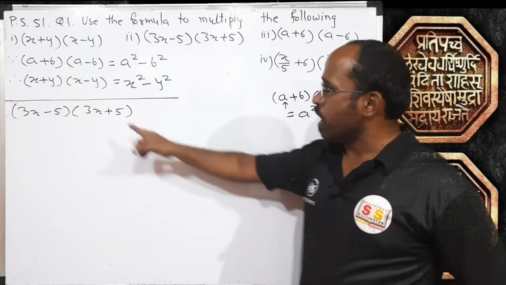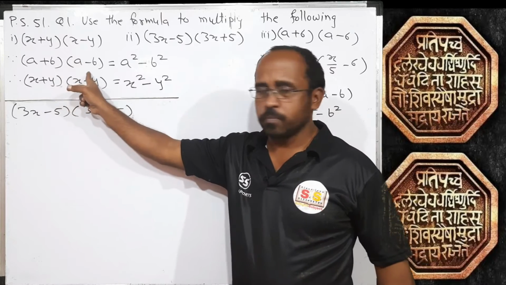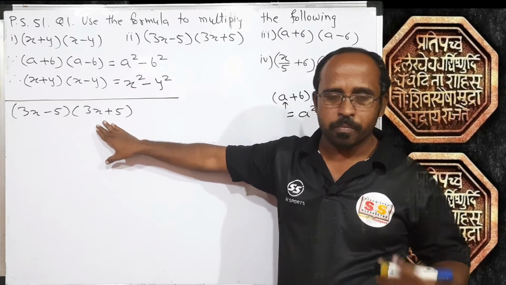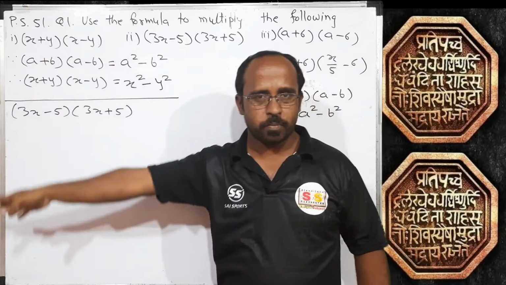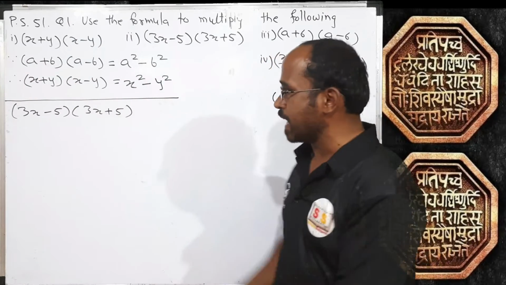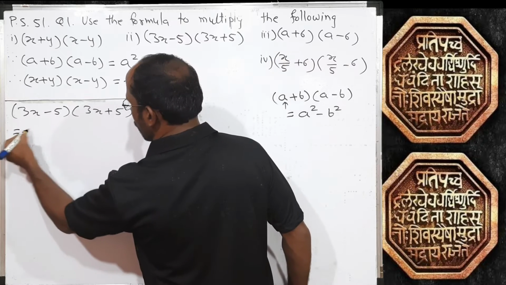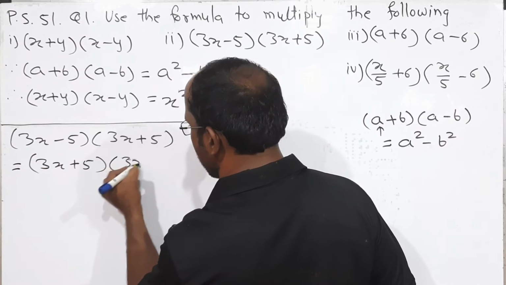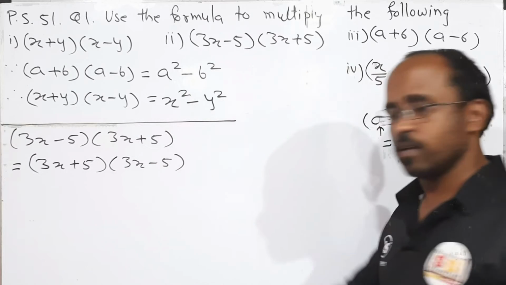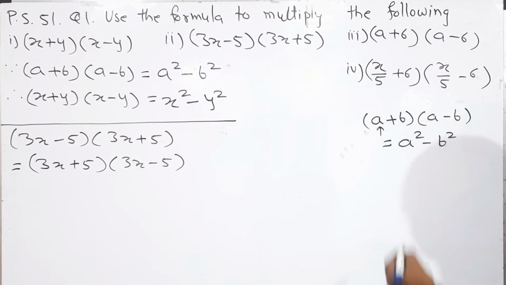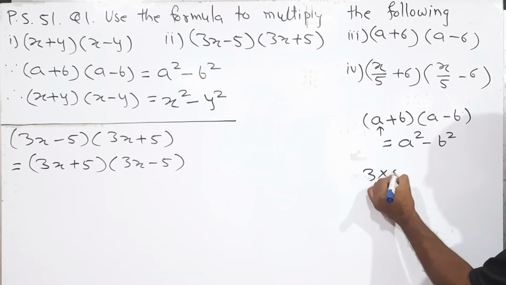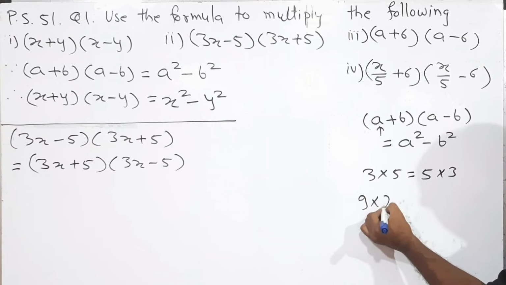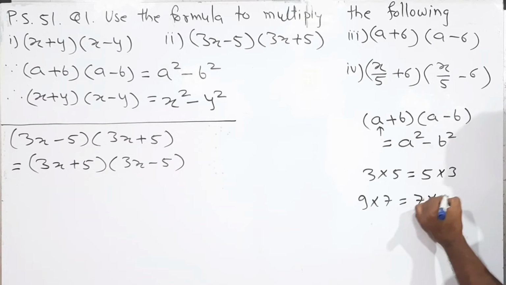Okay, students. Our formula contains a plus b multiplied by a minus b. First bracket is multiplying to second bracket. Meaning is same, second bracket is also multiplying to first bracket. So we can write it as 3x plus 5 multiplied by 3x minus 5. Can't we? Yes, because in multiplication 3 multiplied by 5 can be written as 5 multiplied by 3. 9 into 7 can be written as 7 multiplied by 9.